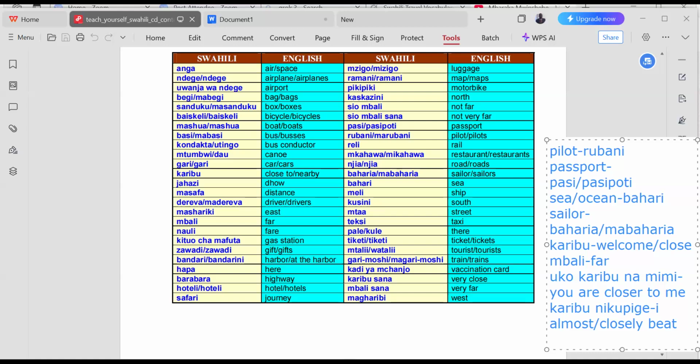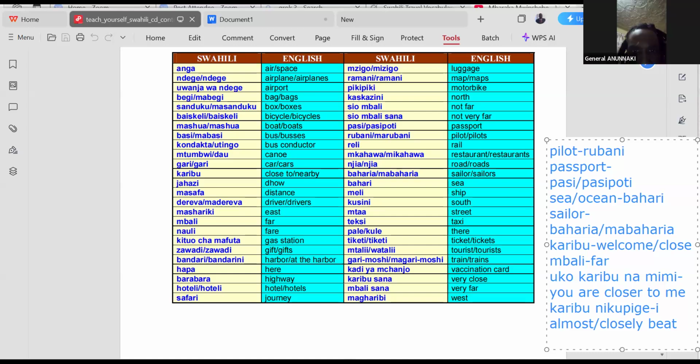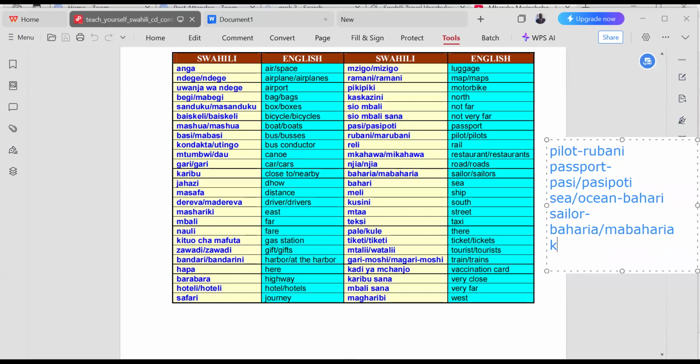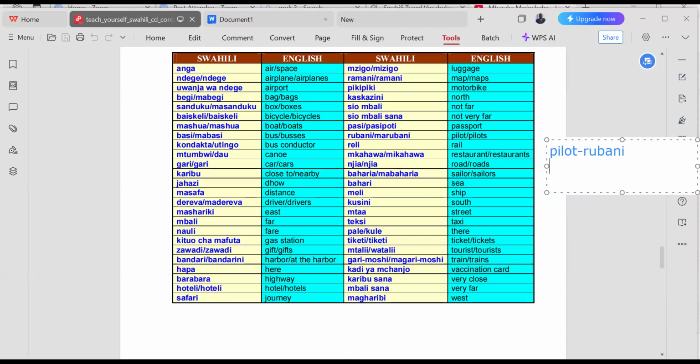Maki? What is water again? Sorry, I missed that. Water is maji. So I'm just wondering, bahari is sea, water is maji. Now you see, when you refer to the difference between bahari, sea, and water, maji, it is that the ocean or the sea has water. It can also mean that the ocean is a big water body.